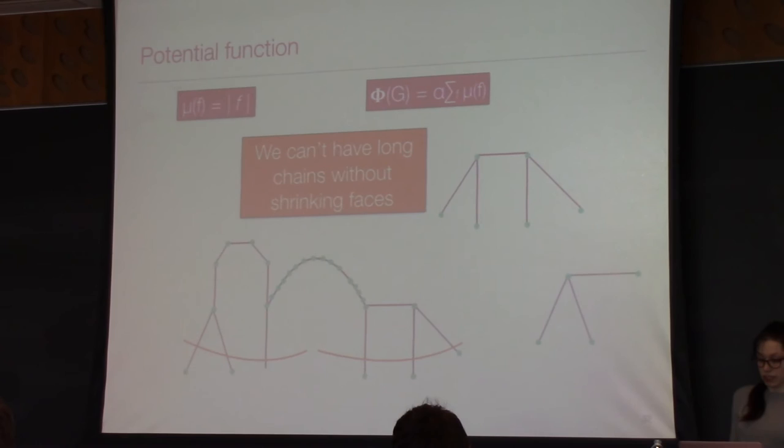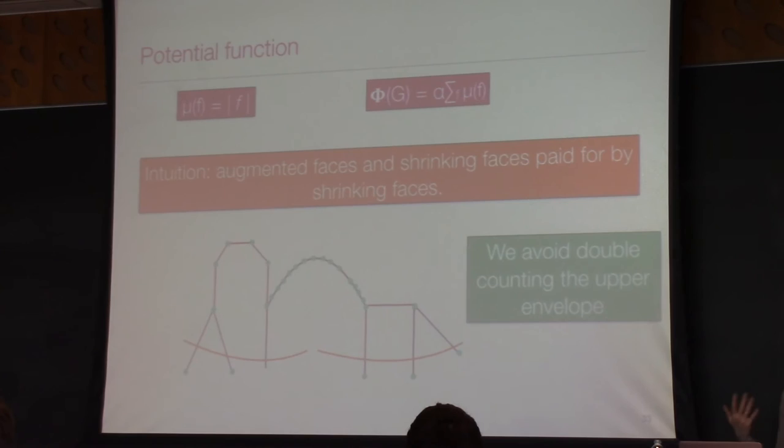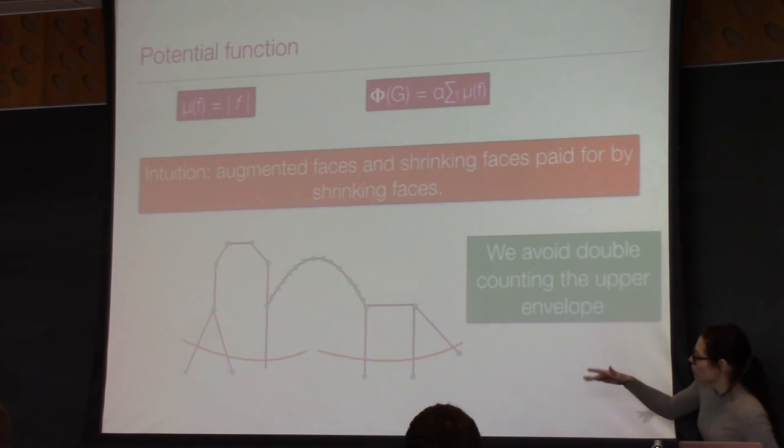And the intuition then, with a lot of counting of degree two vertices and a lot of facts about planar graphs, like the Euler characteristic, and again just case analysis, is that the augmented faces are paid for by the shrinking faces. Assuming we're still in the small case, the shrinking faces lose potential when we perform the operation, so that's okay. And also for every augmenting face, there should be a shrinking face that's able to cover it as well.